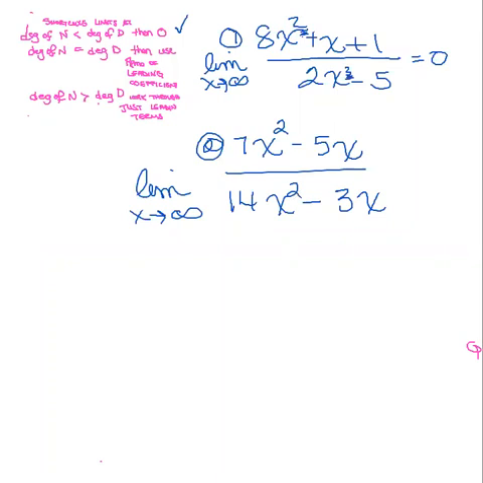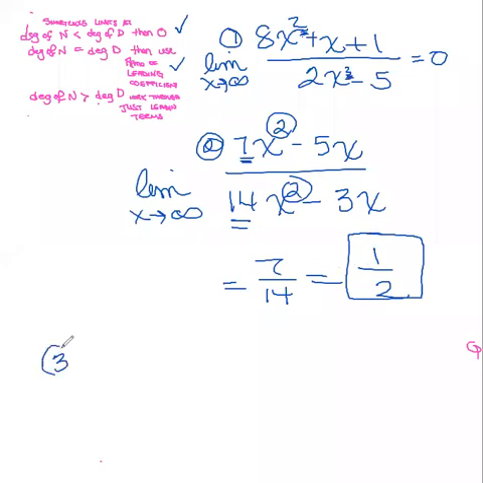Well, in this case, I'm going to go, the degree of this one is 2, the degree of this one is also 2, so this is the one we're using. So that means we're only going to use the leading coefficients. So these are the leading terms, but I'm only going to use the leading coefficients for my answer. So that's going to equal 7 over 14, and then I reduce that, which is 1/2. So the limit as x approaches infinity of this is equal to 1/2.